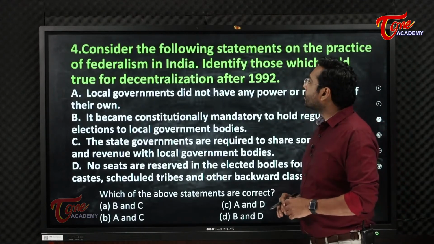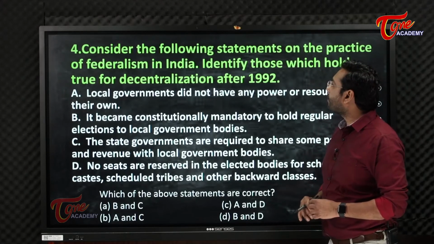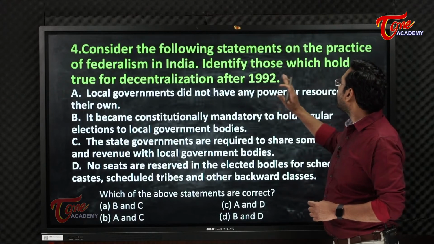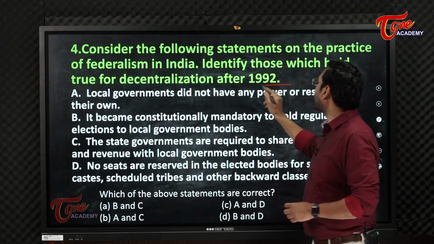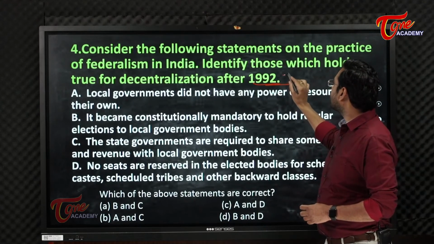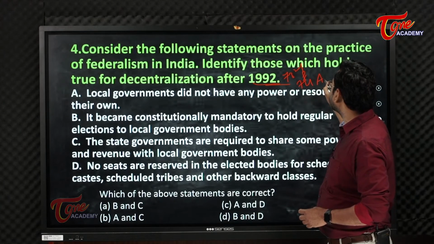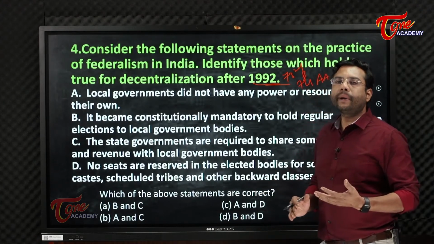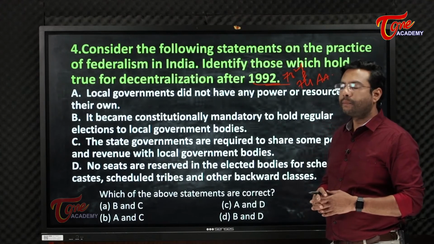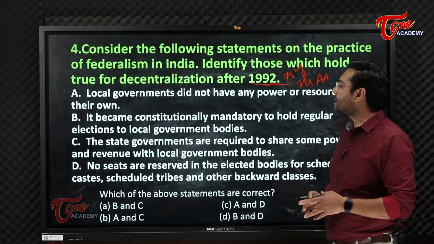This is a bit larger question. Let us see this. Consider the following statements on the practice of federalism in India. Identify those which hold true for decentralization after 1992. See, that is by the 73rd and 74th Amendment Act, we have brought local self-government. So, local self-government is again a feature of federalism because we are giving autonomy to a governing body, self-government.